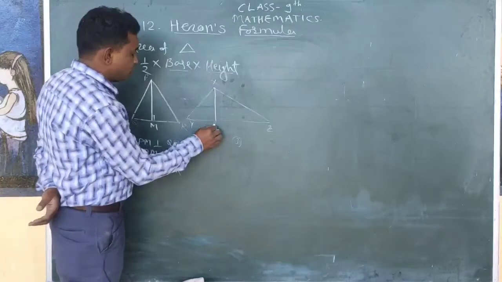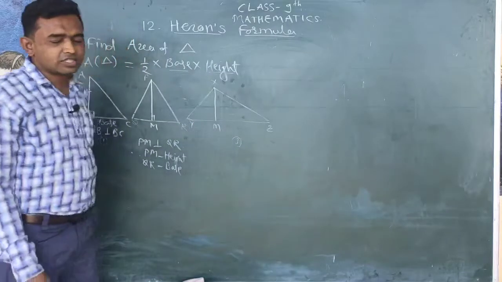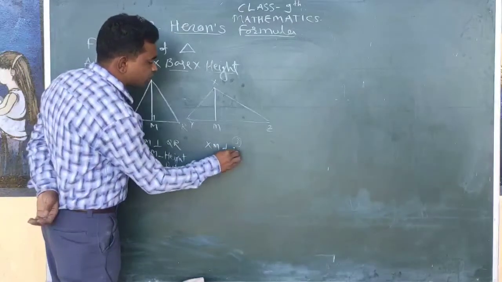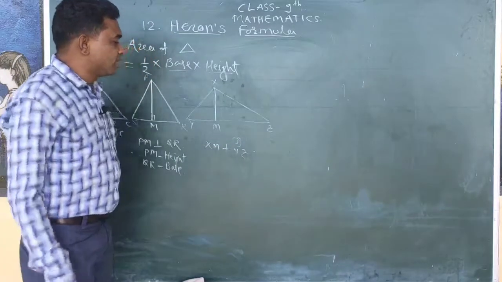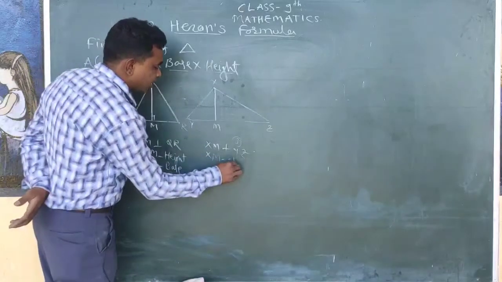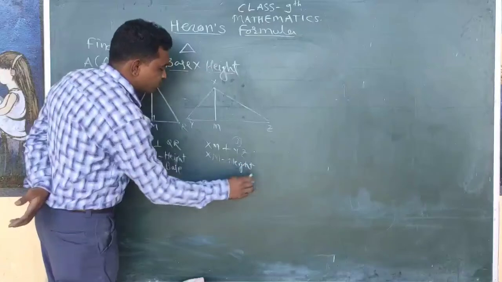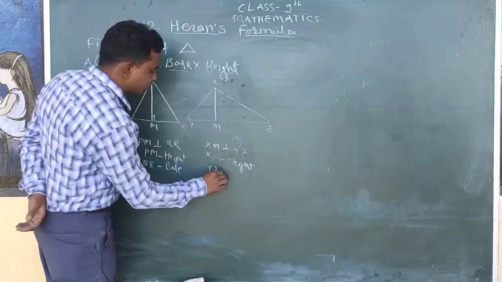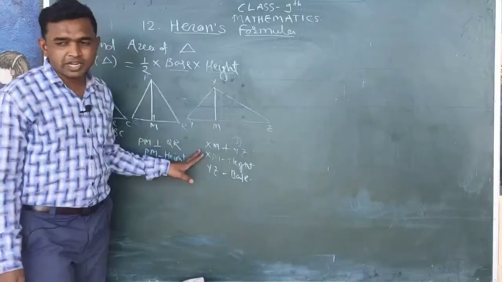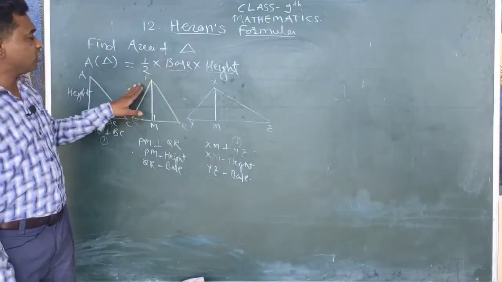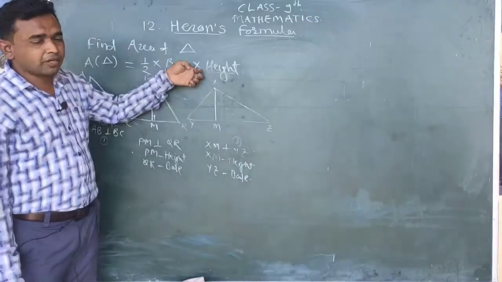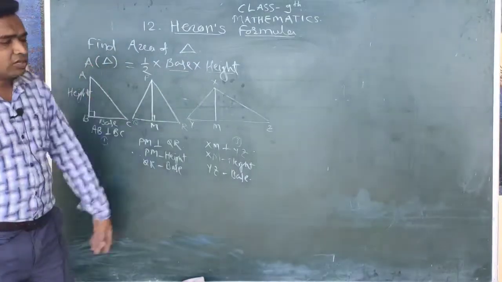X, giving it any name, we consider it as M. Here XM is perpendicular to the side YZ. And XM is a height and YZ is a base. Now considering this height and base, we simply put the values in the traditional formula to find the area of a triangle. So half into base into height, we simply calculate the area of a triangle.